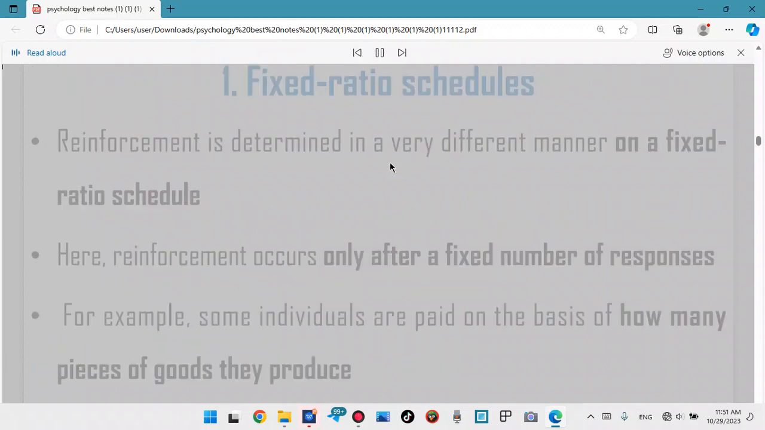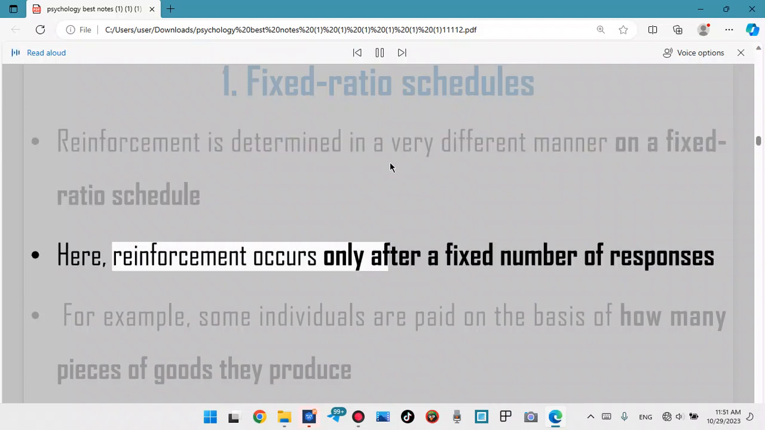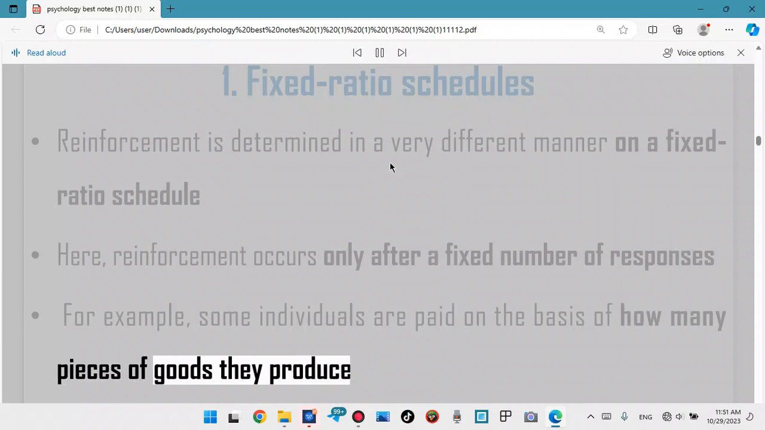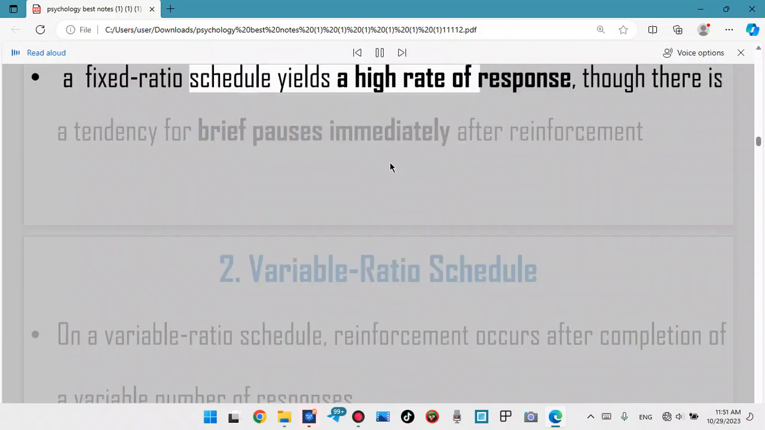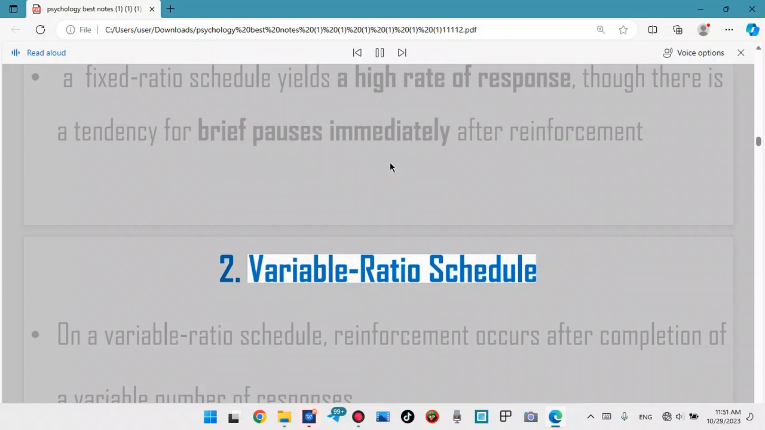1. Fixed ratio schedules. Reinforcement is determined in a very different manner on a fixed ratio schedule. Here, reinforcement occurs only after a fixed number of responses. For example, some individuals are paid on the basis of how many pieces of goods they produce. A fixed ratio schedule yields a high rate of response, though there is a tendency for brief pauses immediately after reinforcement.